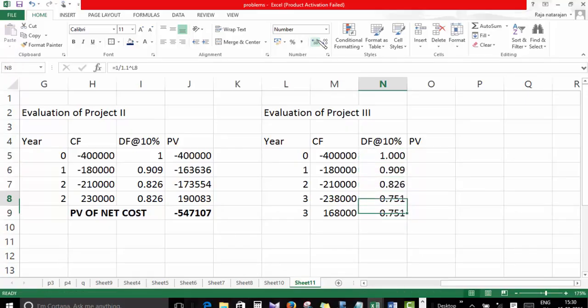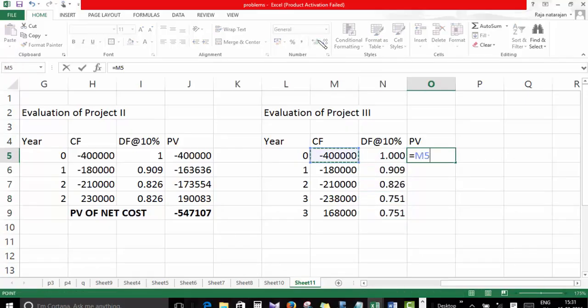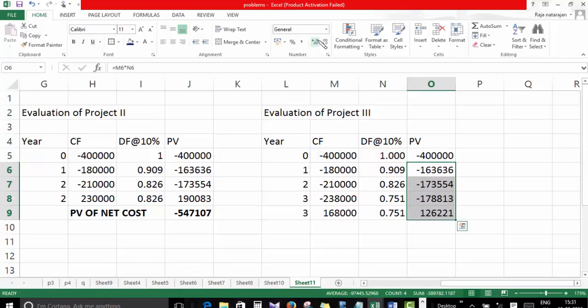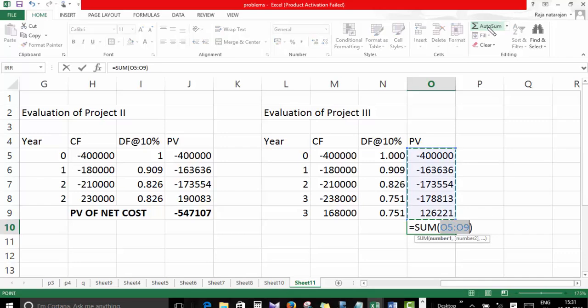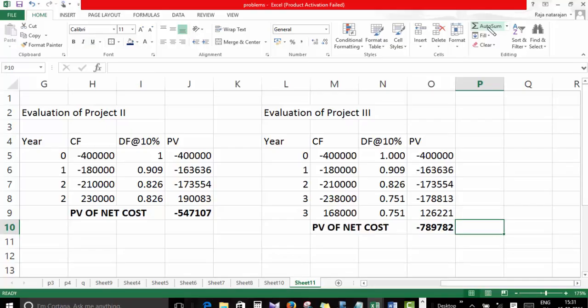So we get these numbers. We'll multiply them. Okay, so we get the PV. We'll do that for all the years. Now let's sum them. If we sum this, we get the PV of net cost. So this is your project 3. So we have a PV of net cost in scenario 3 or the project 3.